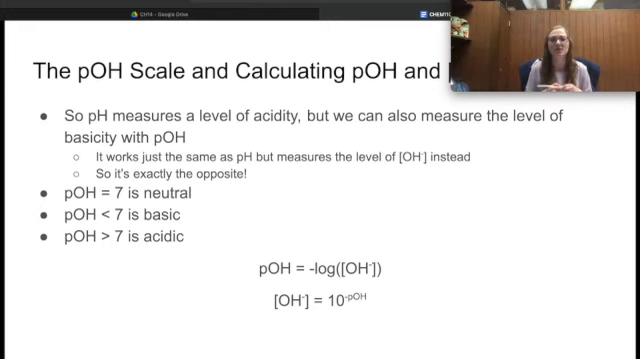So instead of measuring the level of acidity, which was kind of what we're measuring with pH, here we're going to be measuring the level of basicity with pOH instead. So we're kind of comparing these two different scales that are exactly opposite of each other. So again, pH of 7 is neutral, and pOH of 7 is neutral. However, a very, very low pOH indicates a lot of OH minus ions in solution. So therefore, that's going to be a very basic solution. So if the pOH is less than 7, we're going to have a basic solution. And if the pOH is greater than 7, we're going to have an acidic solution.